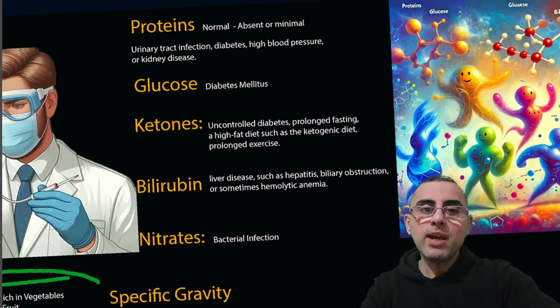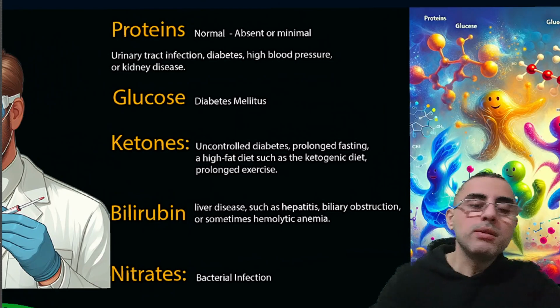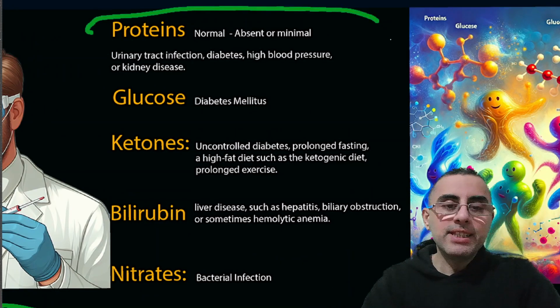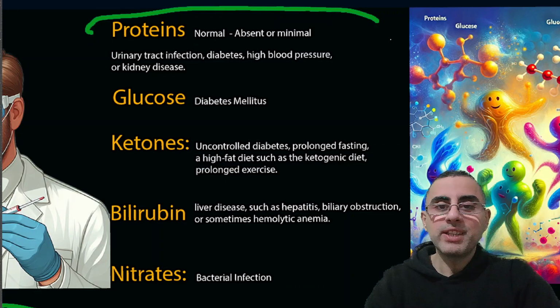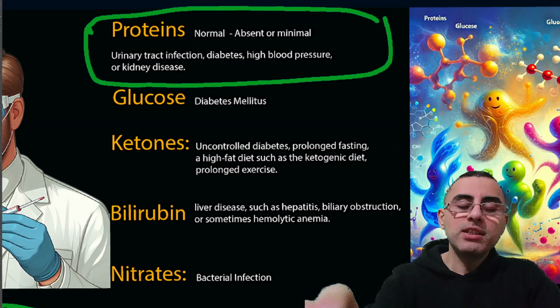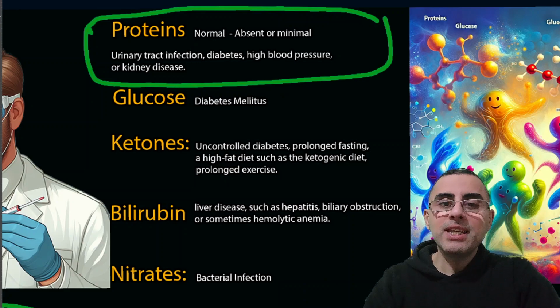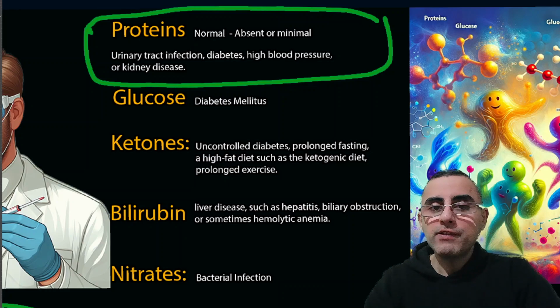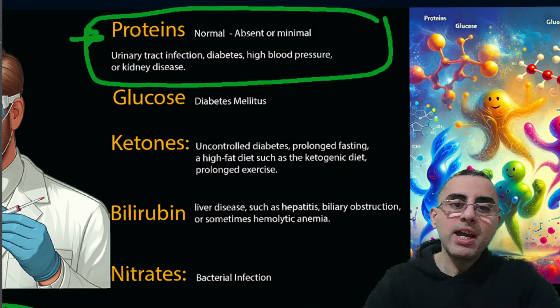Now, if in the urine there are proteins, it means kidney damage in many cases. It can be because of urinary tract infection or diabetes or high blood pressure or kidney disease. So protein in the urine should not be present in normal cases, or it can be minimal. Sometimes after a viral infection, for example after common cold and flu, there can be protein in the urine, but in most cases it indicates kidney problems and kidney disease.